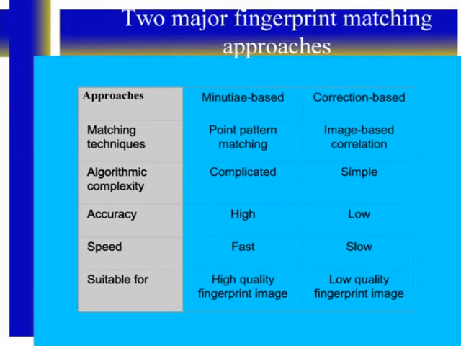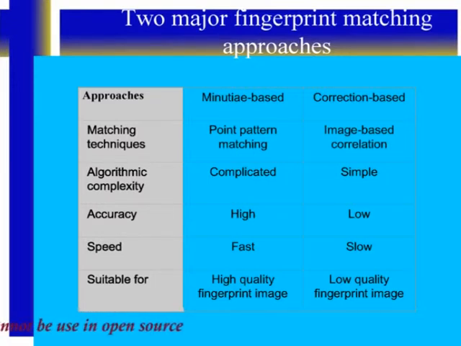There are two major fingerprint matching approaches. One is called the minutiae-based and the other is called the image-based correlation. There is a mistake here. It should be correlation-based, not correction-based. Of course, everything should be corrected. So the correlation-based approach directly deals with the image.